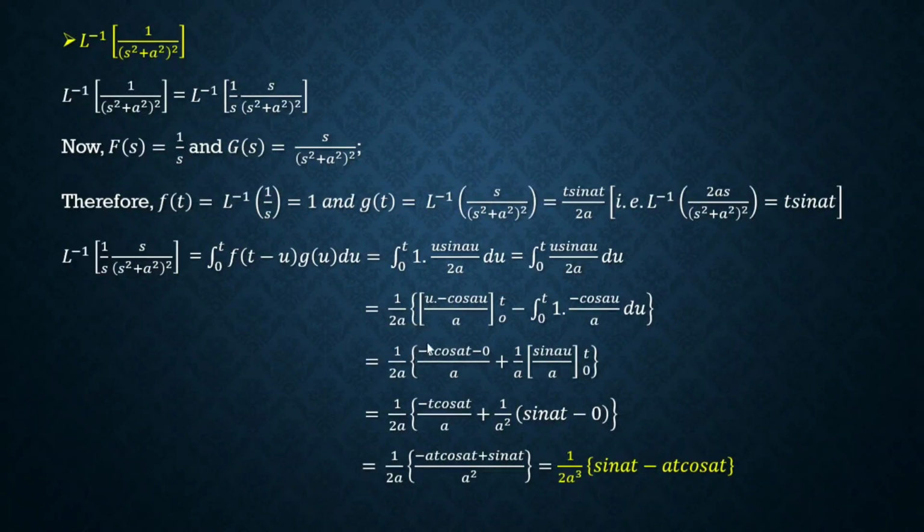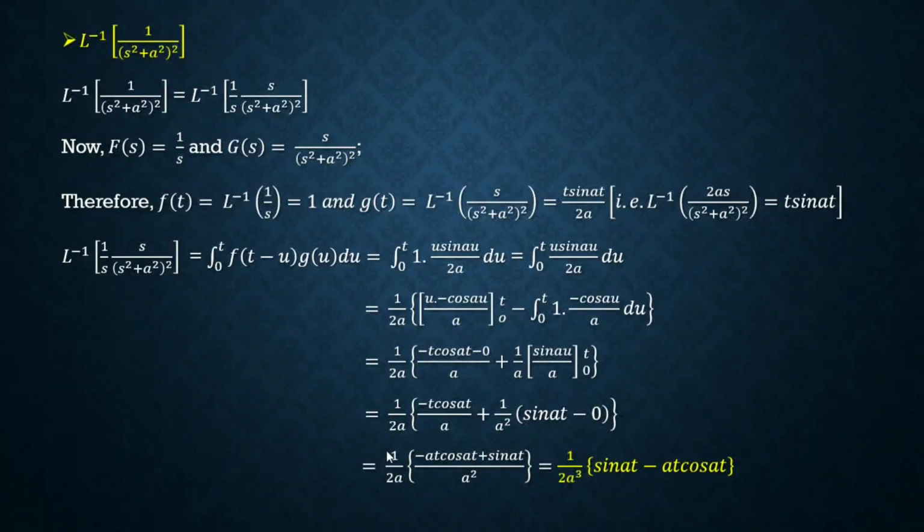Now 1 by 2a into, now after applying the limits to this we'll get minus t cos at minus 0 by a plus, that is minus of minus becomes plus, and we'll take this 1 by a outside, plus 1 by a, and what will be left? Integral cos au. Integral cos au du is sine au by a within the limit 0 to t. Now this will be equal to 1 by 2a into minus t cos at by a. Now take this a outside. So plus 1 by a square into sine at minus sine 0 is 0.